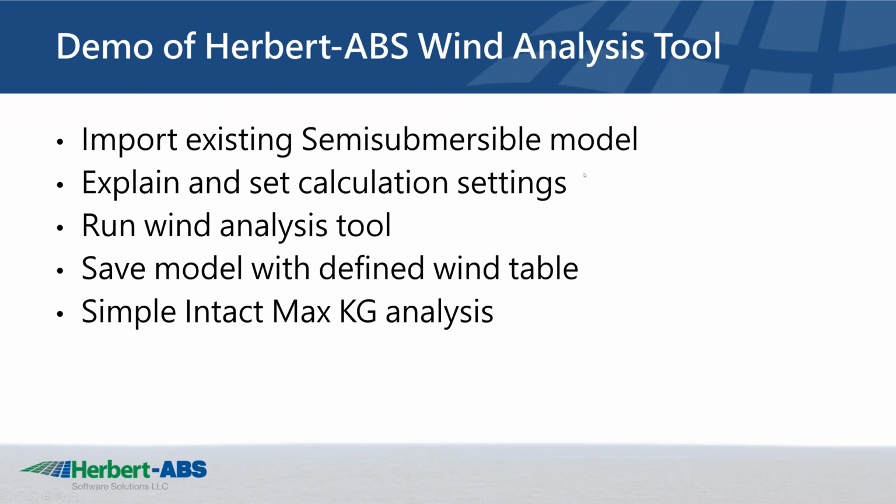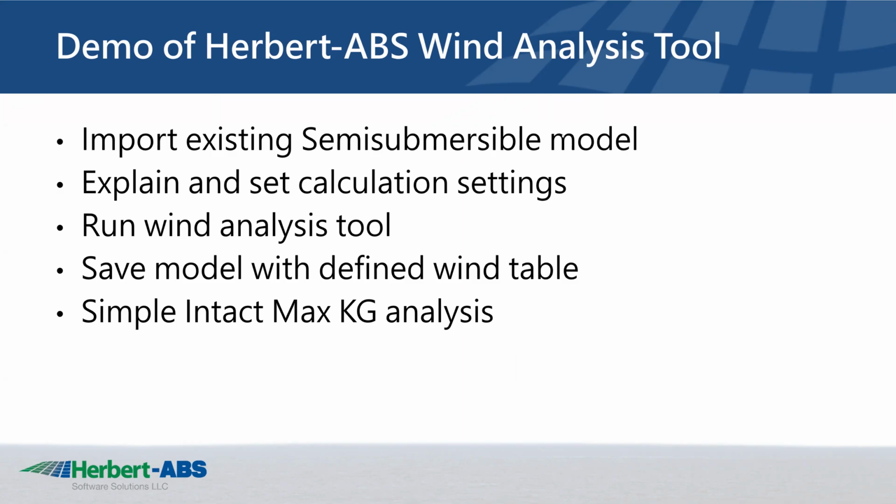And so what we'll do is we'll open up our existing semi-submersible model. We'll explain and set some of the important wind calculation settings. We'll actually run it and let it do its thing. We'll save out a model with the new results, which is a defined wind table for the vessel, and then take that vessel and the results and go into HECSTAB to do a very simplified intact max KG analysis, just to show what we can do with the results.